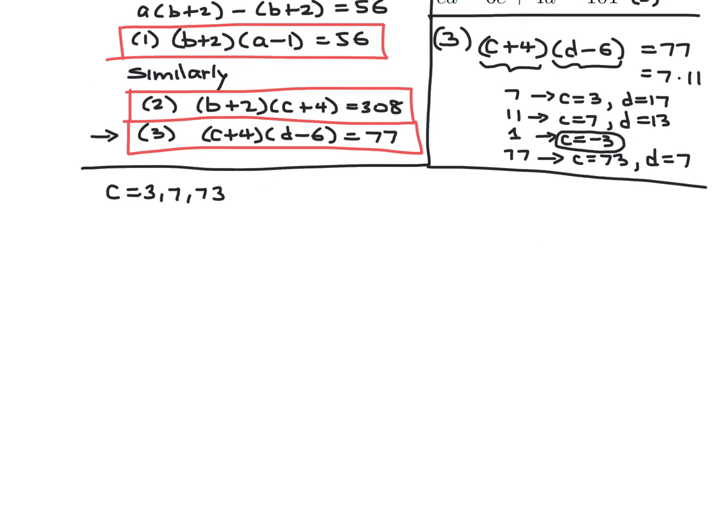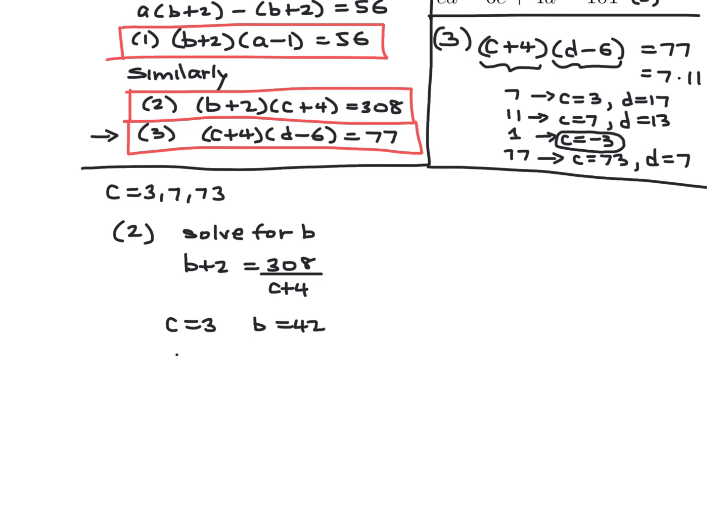Now we will use equation 2 to solve for b. b plus 2 is equal to 308 divided by c plus 4. When we plug in c equals 3, we get b equal to 42. When we plug in c equals 7, we get b equal to 26. And when we plug in c equals 73, we get b equal to 2. So far, all of these are integers, so that's pretty decent.